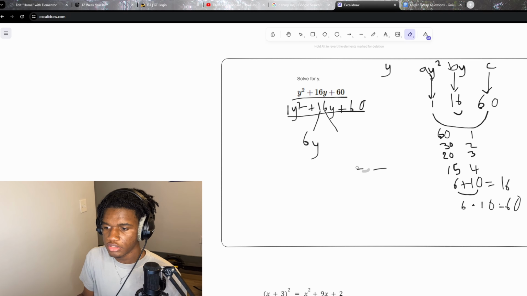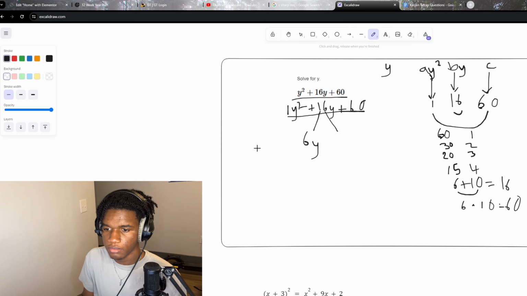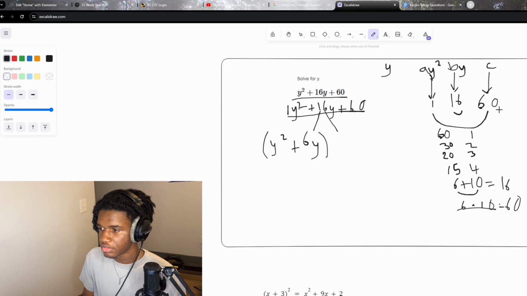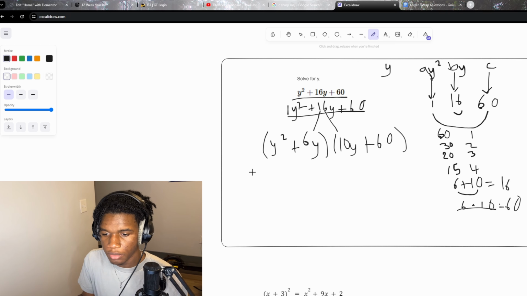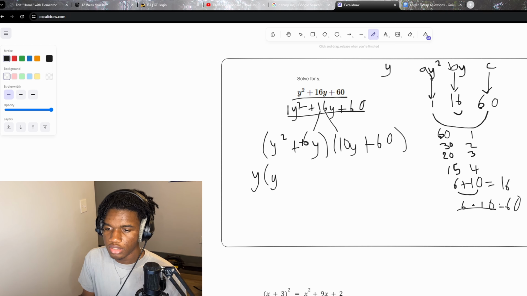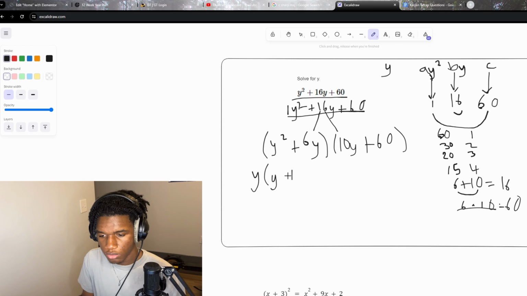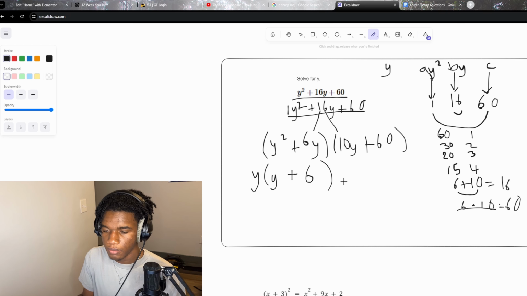It splits them into 6y and 10y, and then they replace 16y, because these are factors of 60 and 1, and they add up to 16. So you can split into those two, and then you have 10y plus 60. From there, you factor out what they have in common. So y goes in y. And how many times does y go in 6y? Well, there's 6 y's in 6y, so it goes in 6 times.